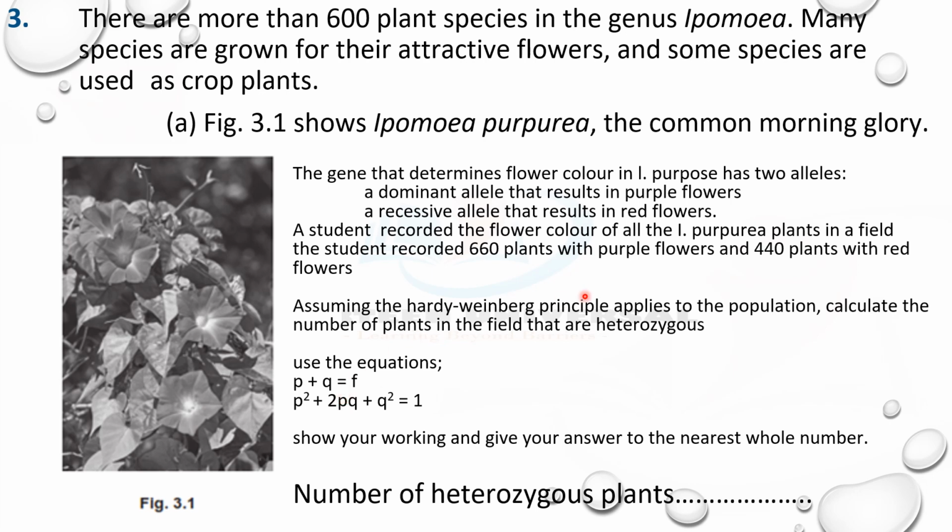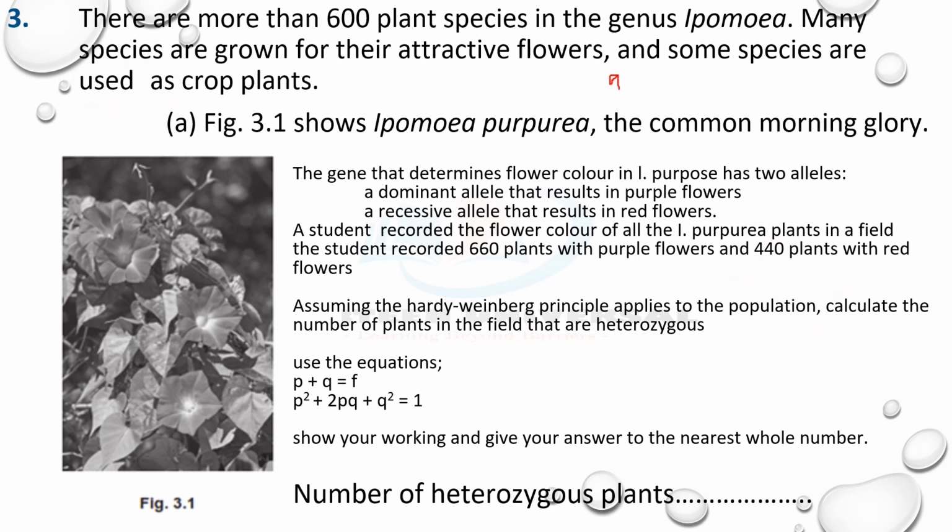What we're given, we're always sure of the recessive allele. Remember that they told us the recessive allele results in red flowers, which is 440. There's only one genotype for recessive. So let's look at it, guys. Let's get it for the recessive allele, which is q.